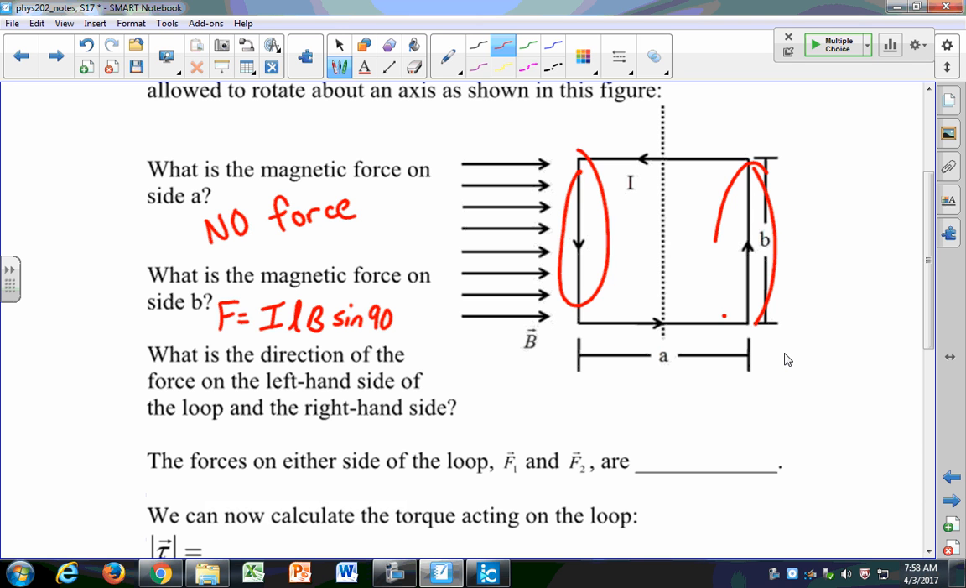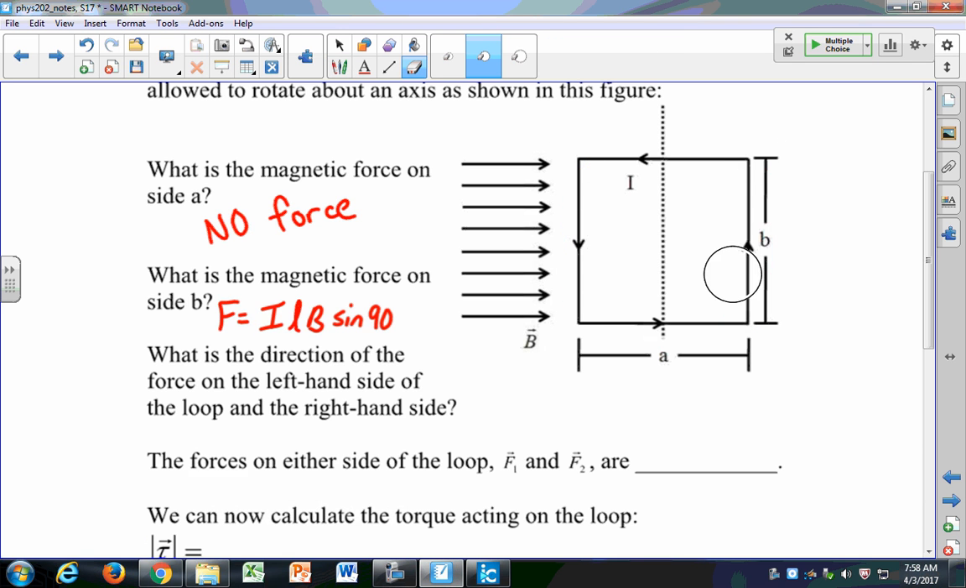And then the direction on these I can find. So here I have I in this direction, or L, but I'm just going to list it as I because students usually find that easier. And B in this direction. So I have I down, magnetic field like this. So the force on the left-hand side is out of the page.